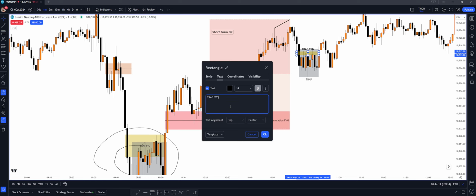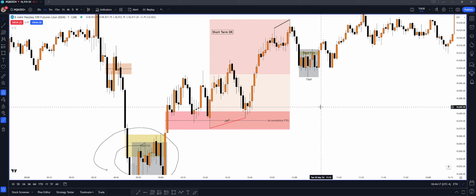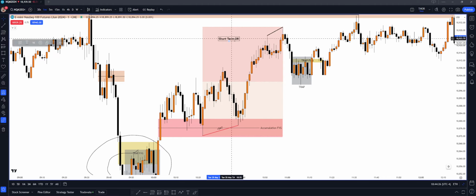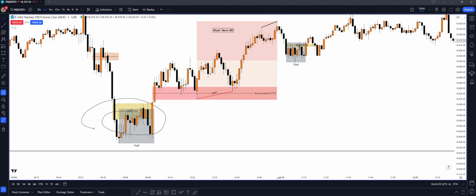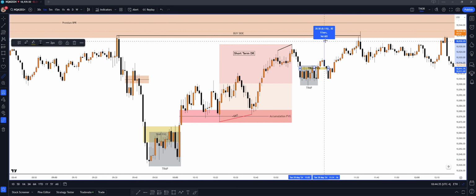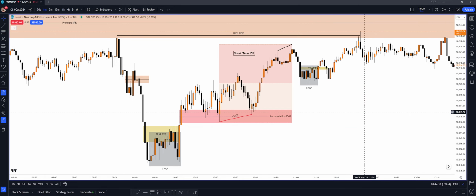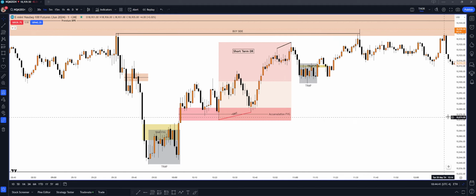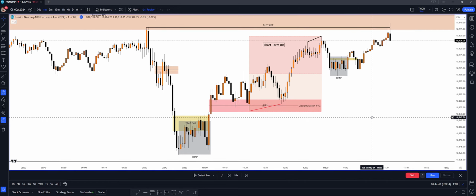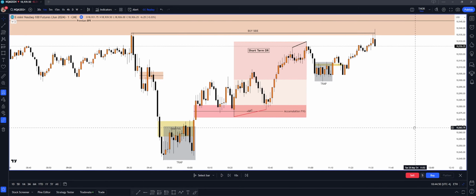Trap FVG. During the live session I was favoring the trap fair value gap, that it should have been respected, but I was wrong about it apparently. But it is what it is. I'm not mad or anything because the reward was not that big anyway. It was about 25 points, so I was looking at a 2R trade over there. Let me take a screenshot of this for the channel.